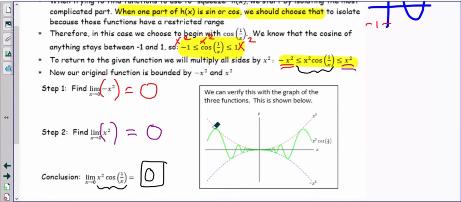And I have a graph here. This is way zoomed in. But on this graph, on the top, I have x squared, the function x squared. On the bottom, I have the function negative x squared. And in the middle, that green squiggly graph, it's oscillating, but that green squiggly graph is the graph of x squared cosine 1 over x. And as x approaches 0, right here in the middle, my limit is going to be 0.